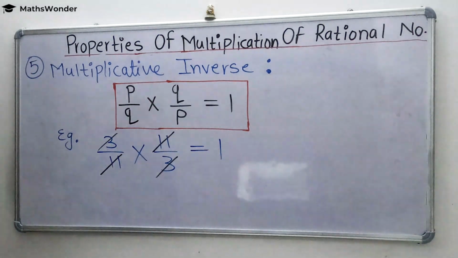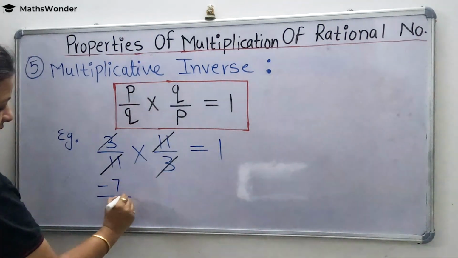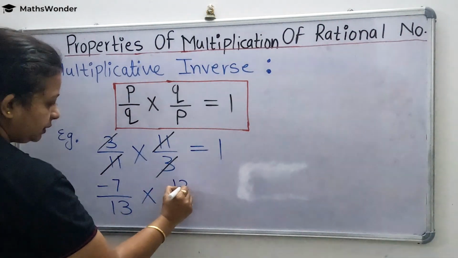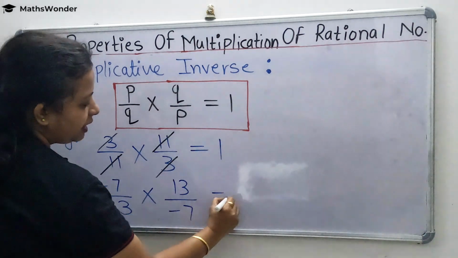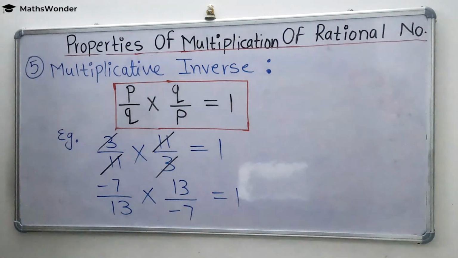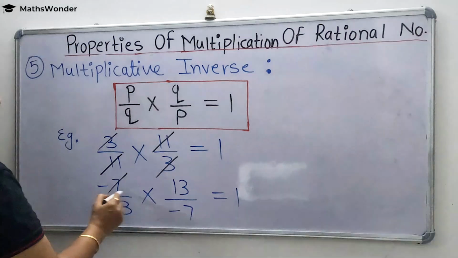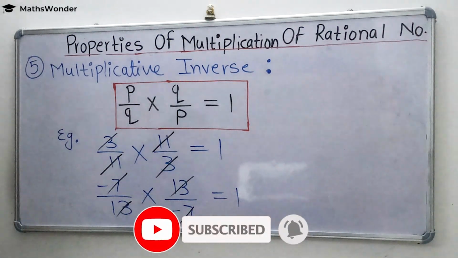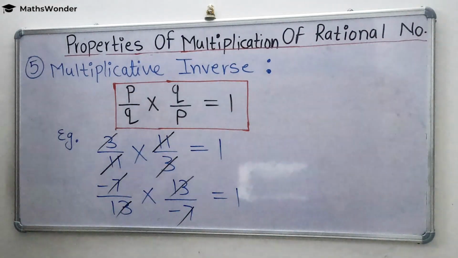Now take any negative rational number. Negative 7 over 13, when you find the reciprocal of this, it will become 13 over negative 7. When you simplify it, we'll get 1. So this is the multiplicative inverse property, right? So when you find the multiplicative inverse, you have to find the reciprocal first and then get the answer 1 easily.